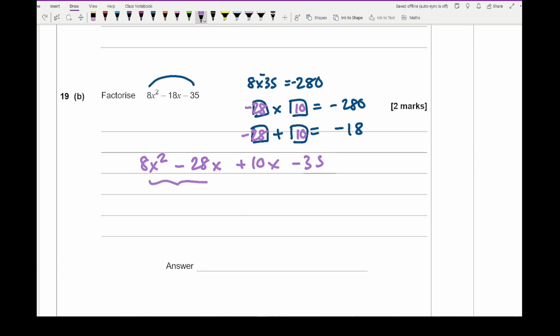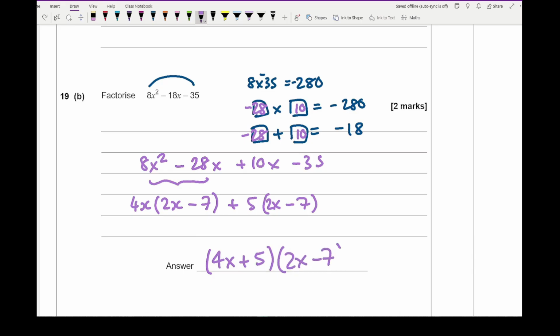Then if I factorize the pairs, I can take out a 4. So I've got 4x, in which I've got 2x minus 7, and plus I could take a 5 out, and that's going to be 2x minus 7. And so from this, one bracket is going to be 4x plus 5, and the other bracket is going to be 2x minus 7. And like I said, you'll get 1 mark for each of those correct brackets.